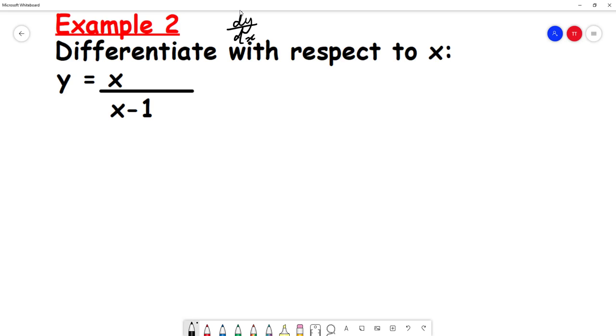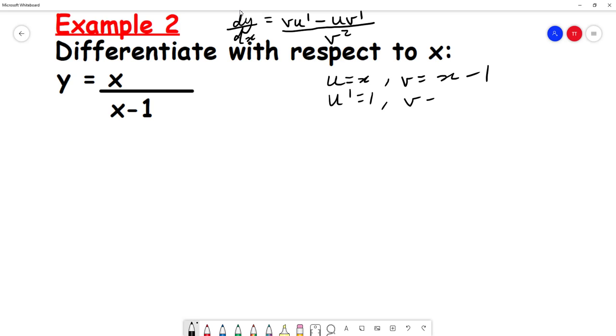Dy by dx is vu dash minus uv dash over v squared. In our case, u is x, u dash is 1, v is x minus 1, and v dash, sorry, should be 1.